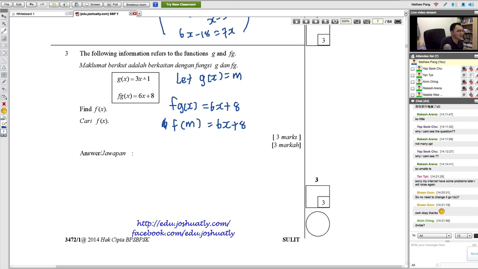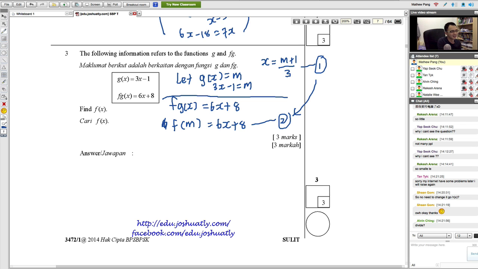So if gx equals to m, my gx is 3x minus 1 equals to m. So from here, from 3x minus 1 equals to m, I can make my x as a subject, isn't it? So x basically will equal to m plus 1 over 3. So do you see this x as a subject? If I substitute this x, the first equation, into my second equation, you can find out I can actually get fm equals to 6 something m plus 8, isn't it? Then you can get your final answer. So fm equals to 6, then I substitute x, become m minus 1 over 3, m minus 1 over 3 plus 8.